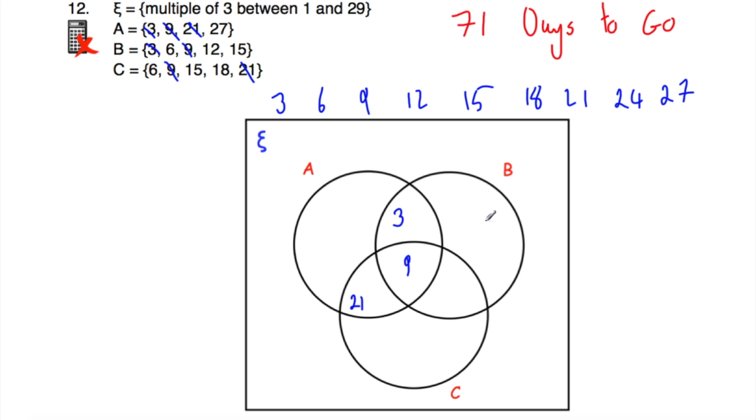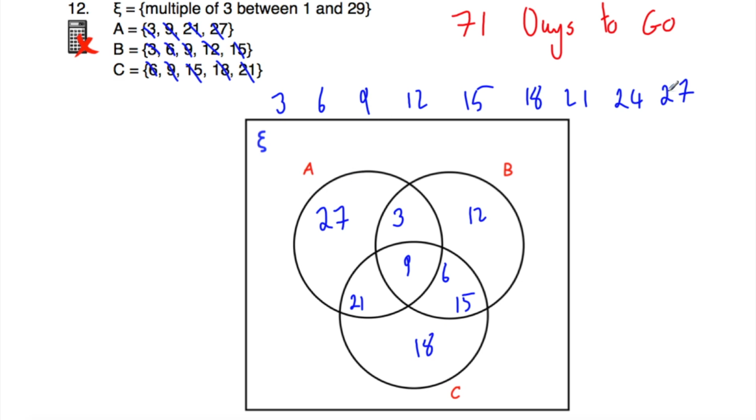Okay, now let's look at any numbers that will go here. So there are numbers that are in B and C, but not A. So 6 is in B and C, but not A. Any more? 15 as well. So 15 will go in there as well, and then that's it. Okay, so 27 would go here, it's only in A. We've then got 12 would go in B only, and 18 would only go in C.